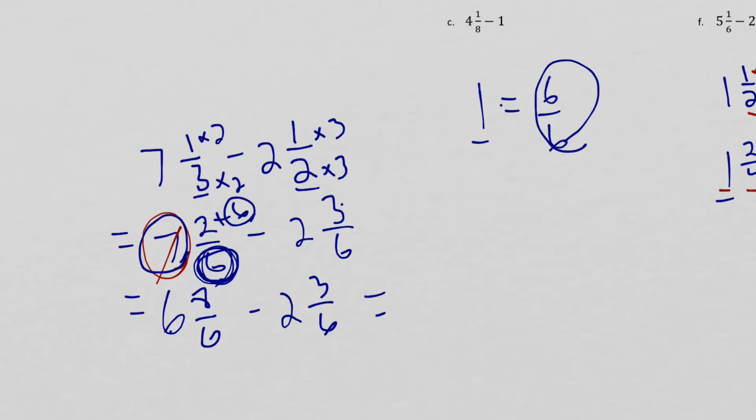It's pretty easy now. Subtract the fractions. 8 minus 3 is 5 out of 6, and 6 minus 2 is 4. There we have it, 4 and 5/6.